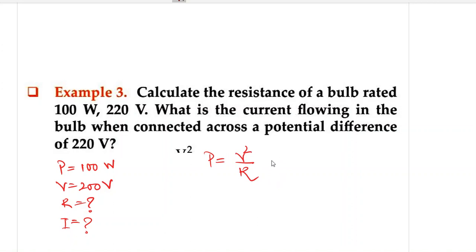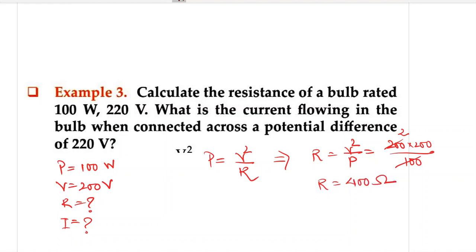P is equal to V square by R. So we have to find R. So it becomes R is equal to V square by P. So 200 into 200 upon P is 100. So R is equal to 400 ohm. Right? This is the resistance of the bulb when it is in use.